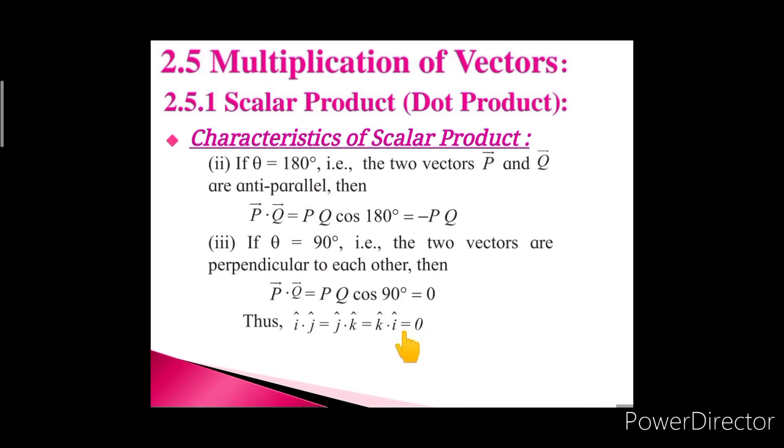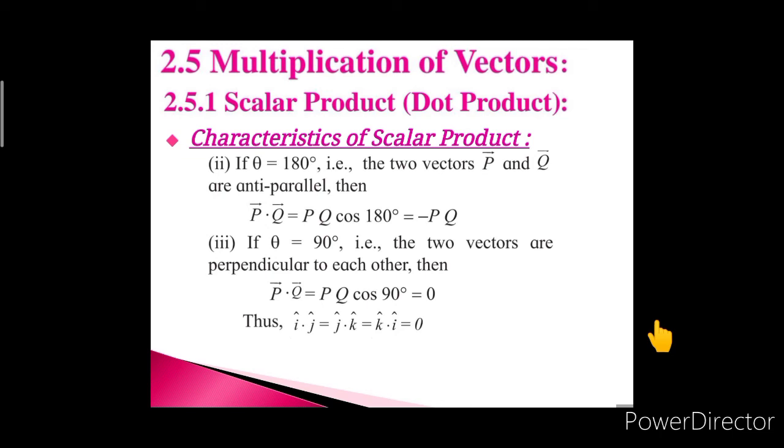Now, if we change the order of the multiplication here, as we had already discussed, the scalar product obeys the commutative law. If we change the order of multiplication of the two vectors, the result will remain the same. That means, if we write j cap dot i cap, the value will be 0. k cap dot j cap, the result will remain the same as 0. i cap dot k cap will also give the result as 0. So, here we discussed the three cases for different values of the angle between vector P and vector Q.